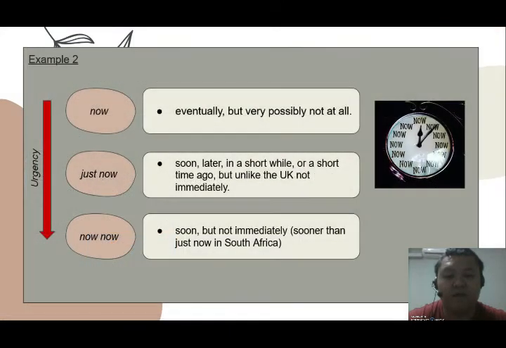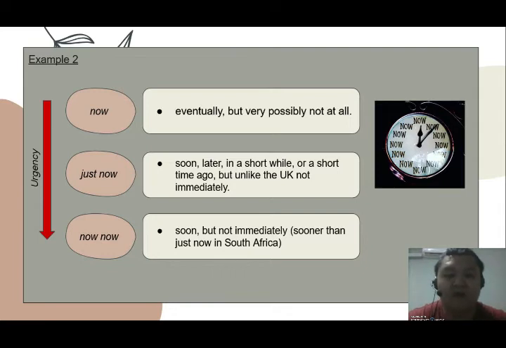Another example of UK English words that are used in a rather unusual context in South African English is the concept of now, just now, and now now. In UK English, when we say now, it means at this moment. As for just now, it can mean either the same as now or it can also refer to a little time ago.